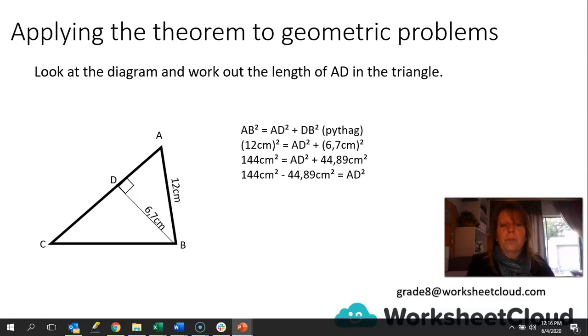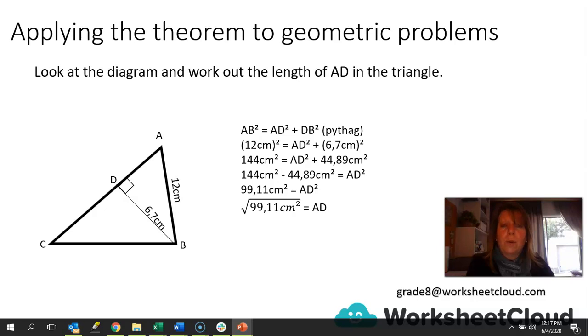So it would be 144 centimeters squared minus my 44,89 centimeters squared, and that is going to give me AD squared, which is what we're trying to find out. So if I subtract those two, I end up with 99,11 centimeters squared. Remember, I need to square root because I want to just find AD on its own and not AD squared. So if I square root 99,11 centimeters squared, I'm going to end up with my answer for AD.